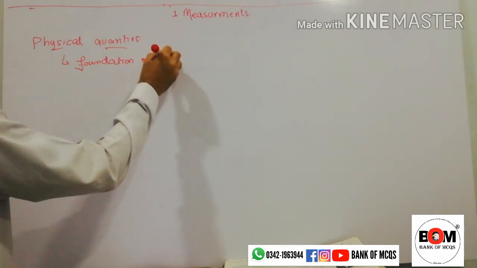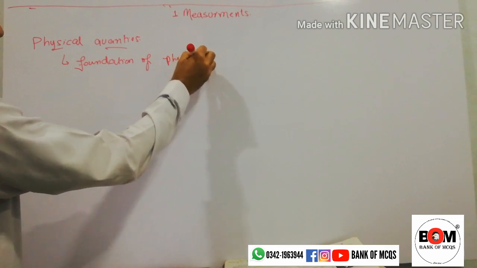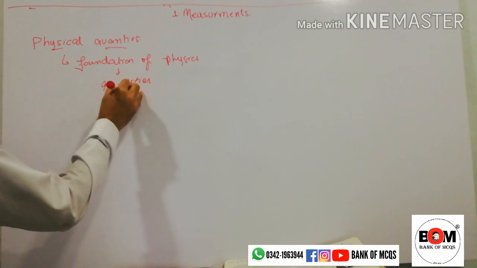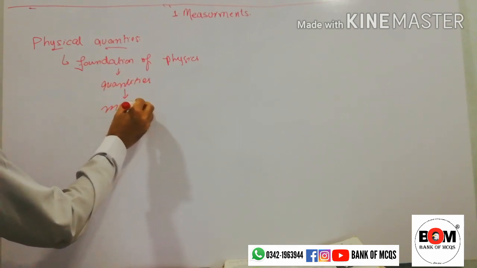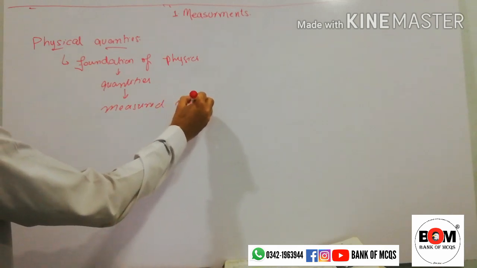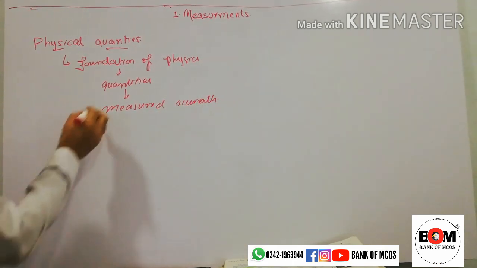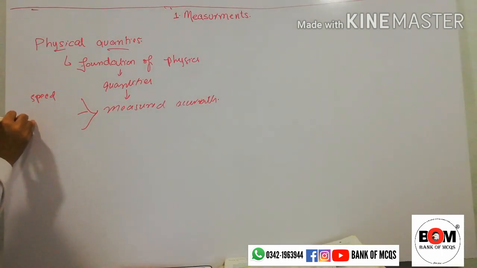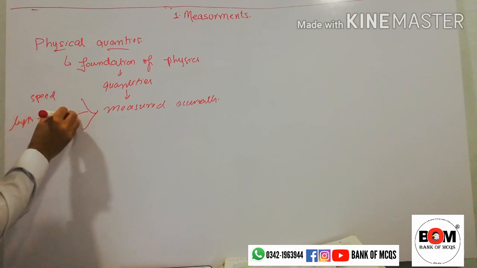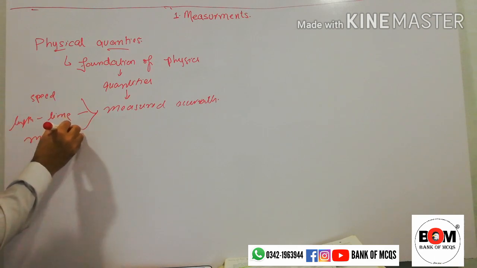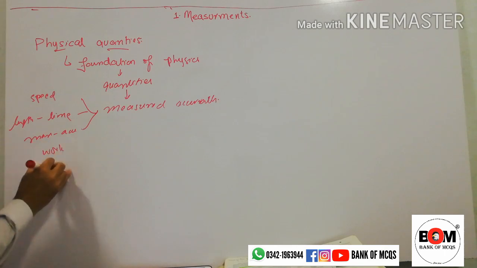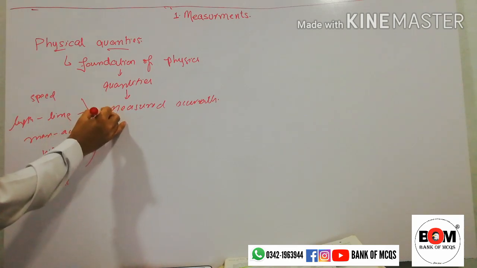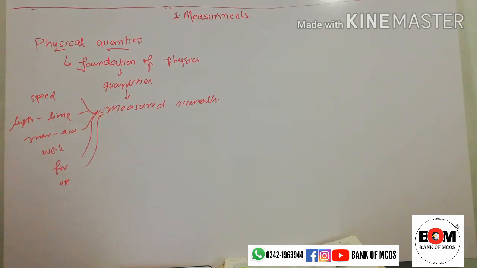The foundation of physics, or whole physics, is based on quantities, and these quantities must be measured accurately. Some of the quantities are like speed, length, time, mass, acceleration, work, force and so on. All these are quantities which should be measured accurately, because we will apply physics laws in physics.